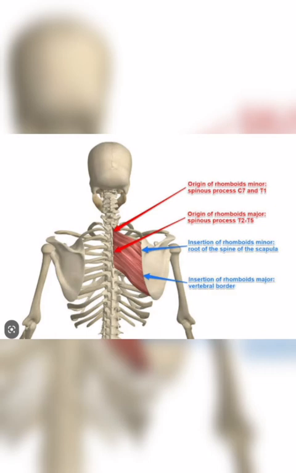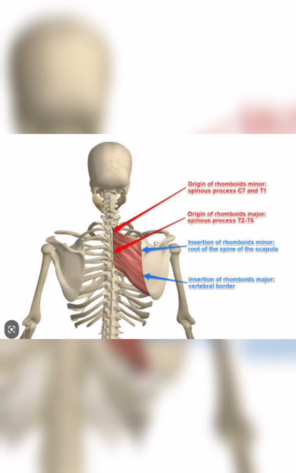Origin of rhomboid minor is the spinous processes C7 and T1. Origin of rhomboid major is the spinous processes T2 to T5. Insertion of rhomboid minor is the root of the spine of the scapula. Insertion of rhomboid major is the vertebral border. And let's come to the functions of it.